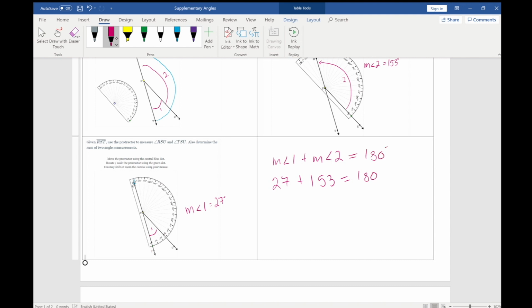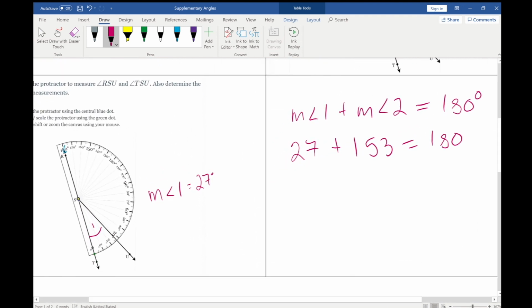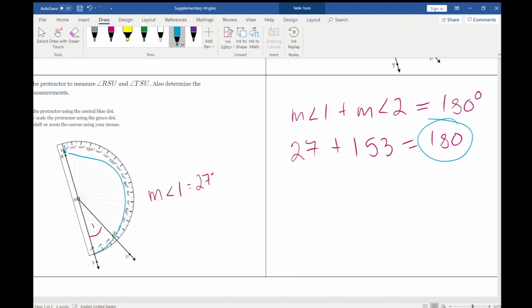Now, like I said at the beginning, there's another way you can find it. You can just find it straight away. Instead of finding it in pieces, we can just measure from this point all the way around to this point. If I do that, it's 180 degrees, which is what we got here. So a straight angle, in other words a straight line, should always have 180 degrees as its measure.